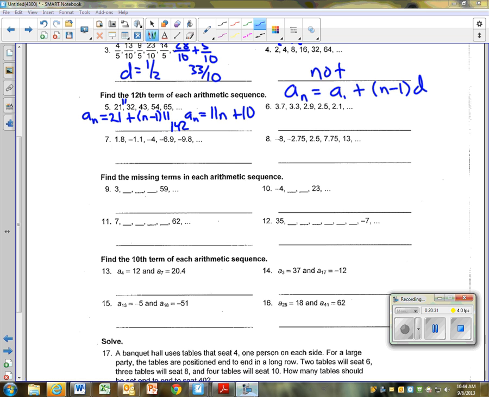I promise you'll get homework next week. Can you tell me what you got for 6? That was a 12th term. What was the 12th term from number 7? Should we do 7 together? How about 8?